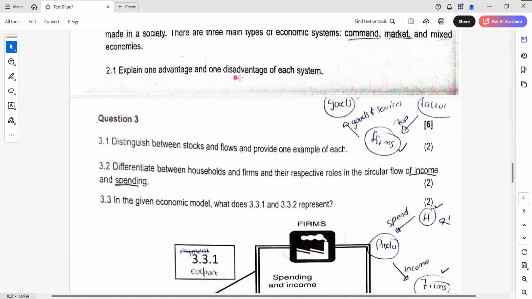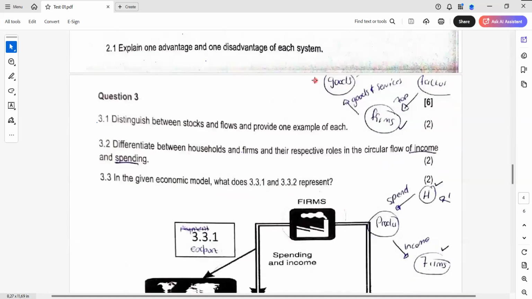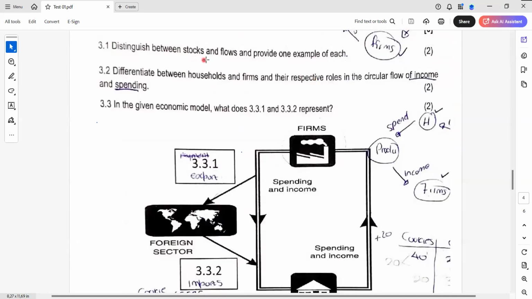Explain one advantage and one disadvantage of which, okay, we already did that. They just need one. Distinguish between stocks and flows and provide one example for each. So for stocks, we know that they are measured at a particular point in time, right? Stocks are measured at a particular point in time. And examples of stock are wealth and capital. One example I saw is money in your bank account.